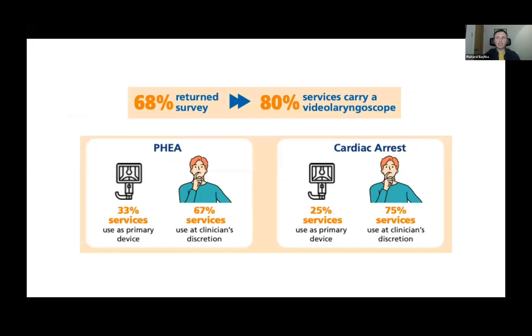So where are we currently? These are the results of a national survey of UK HEMS services, presented as a poster at the Faculty of Pre-Hospital Care conference recently. About two thirds of the HEMS services returned their survey, and four fifths are carrying a videolaryngoscope. Most services use it at the discretion of the clinician. But one of the interesting things when we asked how many intubations used the videolaryngoscope is that services essentially fell into two categories: either they used it for almost all their intubations, or for hardly any, with no one really sitting in the middle.